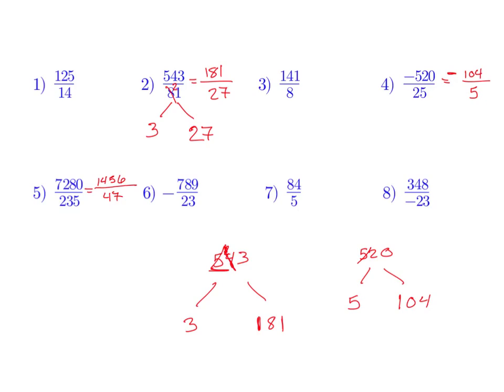23 is a prime number, so do you think we have any hope with that one? Unless 23 goes into 789 evenly, so no, we're not gonna worry about that one. What about 84 and 5? No. All right, and then we have 23 again, so none of the rest of these reduce.